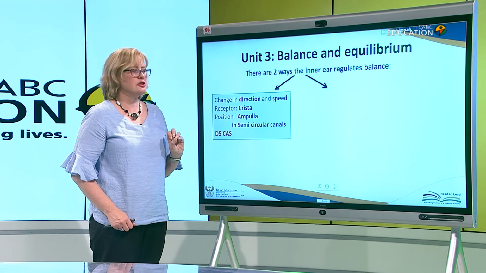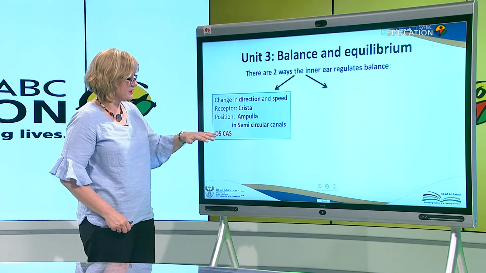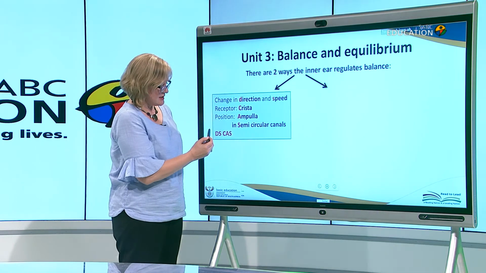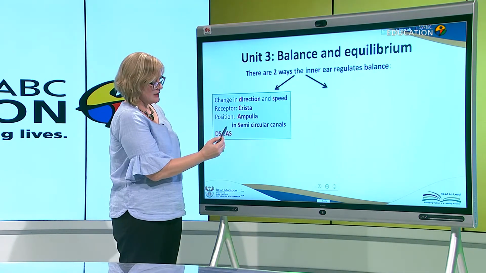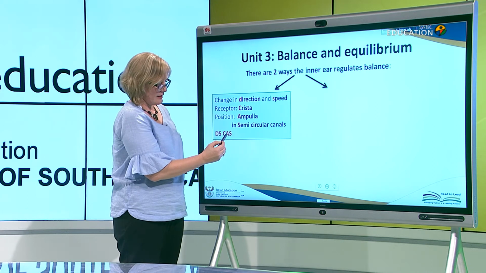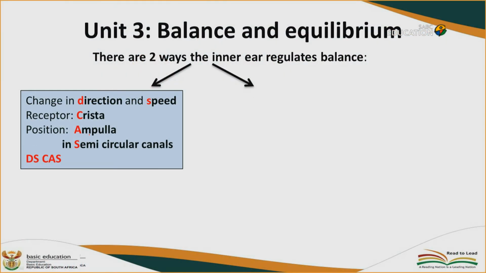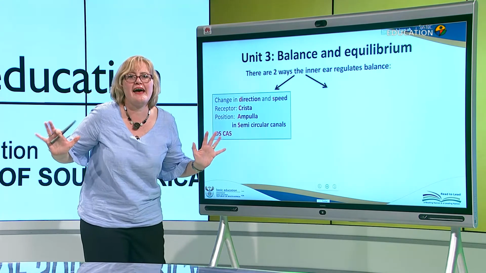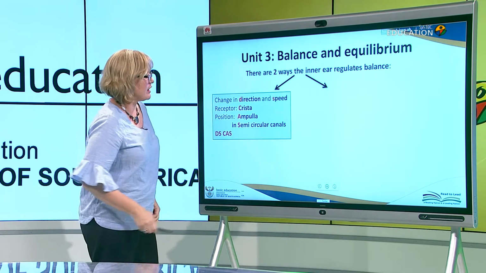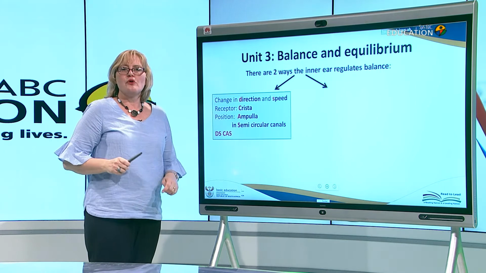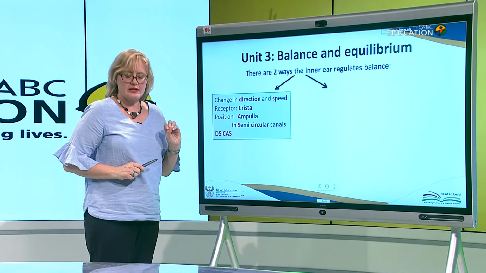Now I made a little mnemonic at the bottom here. Direction is D, speed is S, crista is C, A, S. DS cas. Just remember it like that. DS cas. That will be the crista. DS cas. Make a little finger thingy there to just remember it in your head. Right. That is for change in speed in direction.